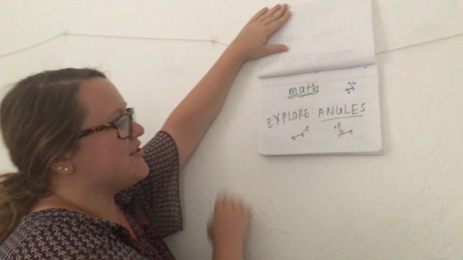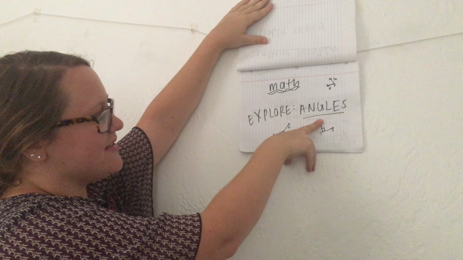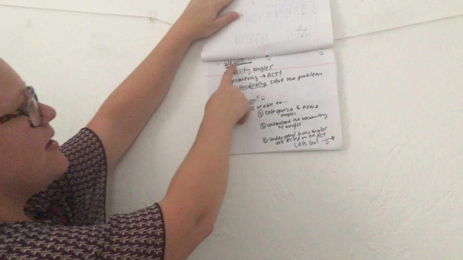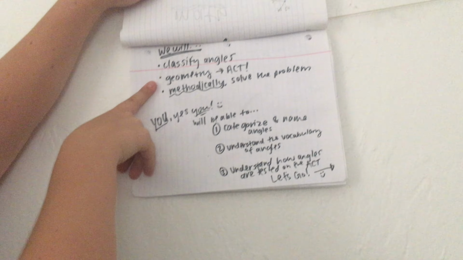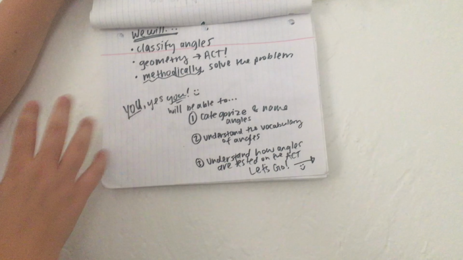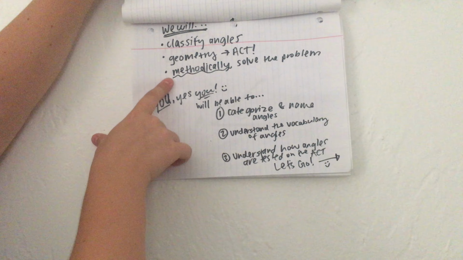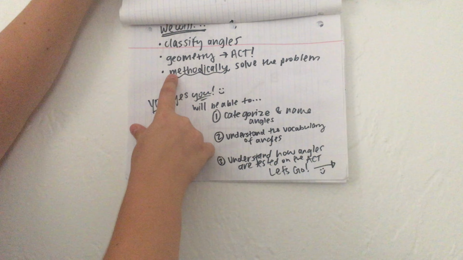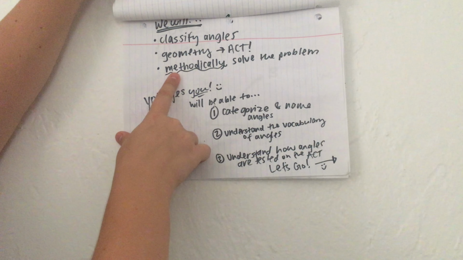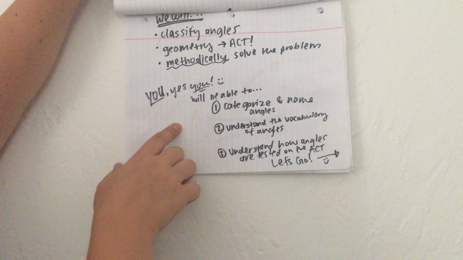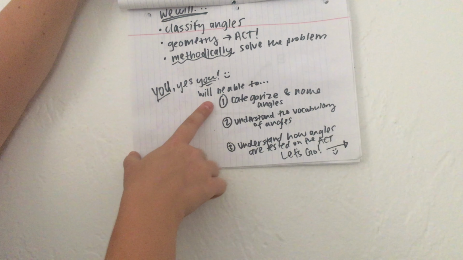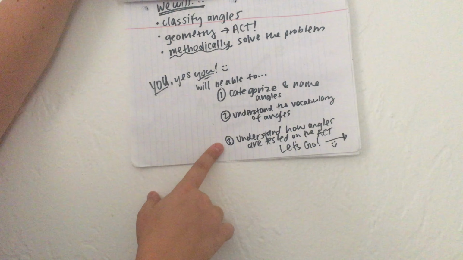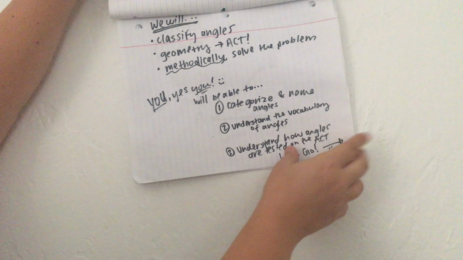Today we're going to be looking into the topic of math, and we're going to be exploring some angles, like I've drawn here. So today our goals are we will classify some angles, look at how geometry is going to be used on the ACT and how we can use that to help you, and methodically solve the problem. We're going to be looking at different methods we can use to solve the problem. And you, yes you, will be able to, after this lesson, categorize and name angles, understand the vocabulary of angles, and thirdly, understand how angles are tested on the ACT. So let's go.